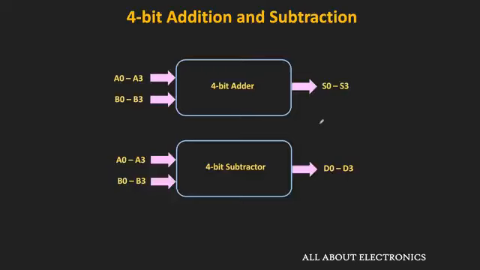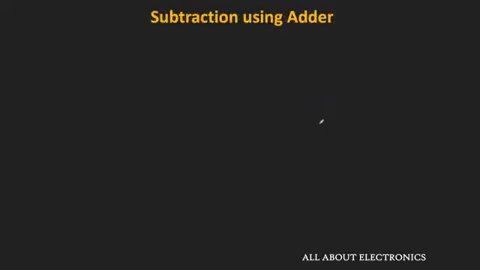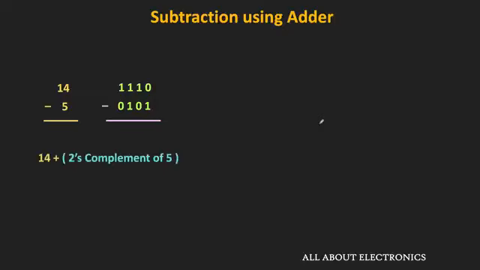So we will learn how to perform the subtraction using the adder circuit. That can be done with the help of the 2's complement. Let's say we want to subtract these 2 numbers. In binary, these 2 numbers are 1110 and 0101. So instead of doing the subtraction, what can we do? We can add the number 14 to the 2's complement of the number 5. And for that, first of all, we need to find the 2's complement of the number 5.